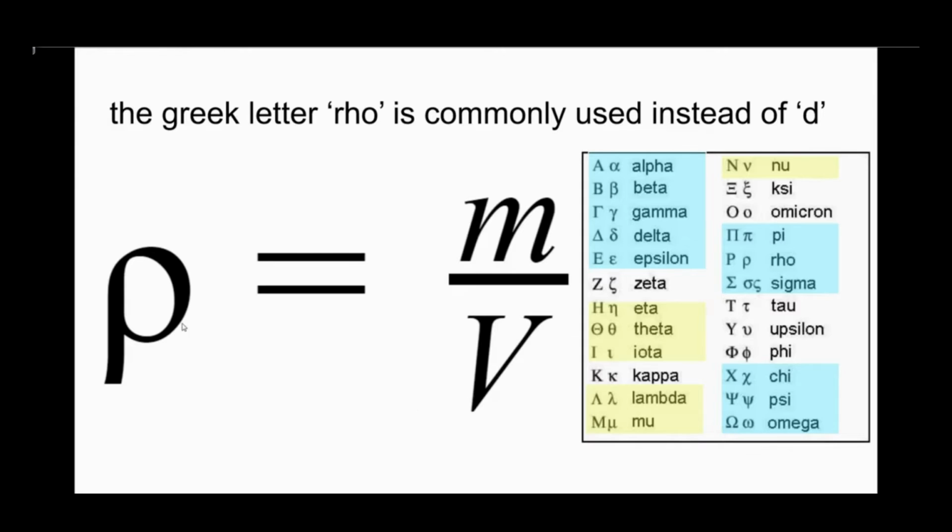Do I want you to use rho when you give me density solutions? You can use rho if you want, or you can use D. I really like the rho better. D is just, it's depth. Okay? But in any case, use whatever letter you prefer.